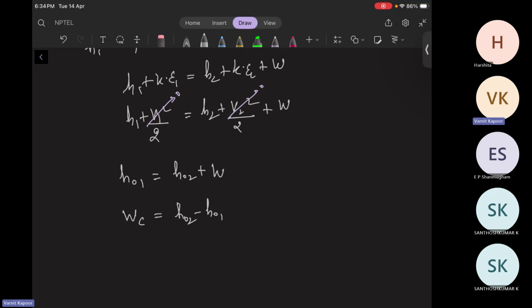So eventually the enthalpy will be higher, whereas for a turbine, it will be H01 minus H02. The energy or enthalpy at the inlet of the turbine should be higher, then only it can produce the work. So in a compressor, it is 2 minus 1, in a turbine, it is 1 minus 2.